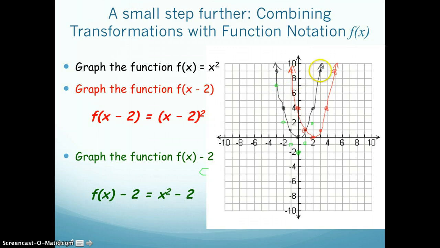If you wanted, you could just move your vertex and then do your step pattern, since there's no stretch or anything, so there's no change to your step pattern. So anyway, hopefully you can see that the green function is the same as the black except moved down by 2. And that's what this is telling us to do.